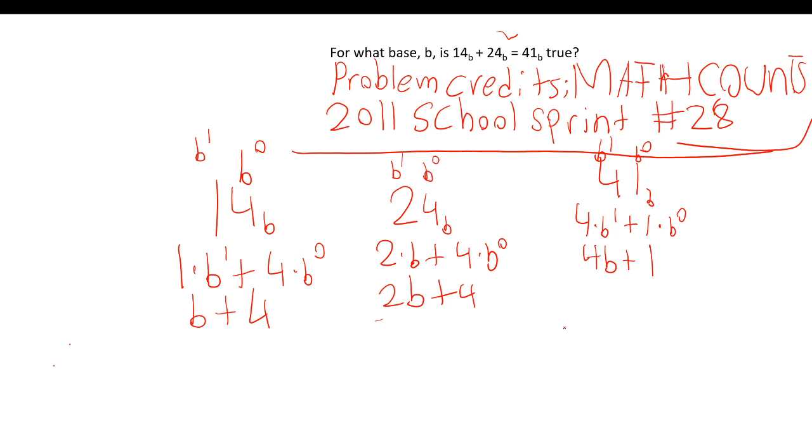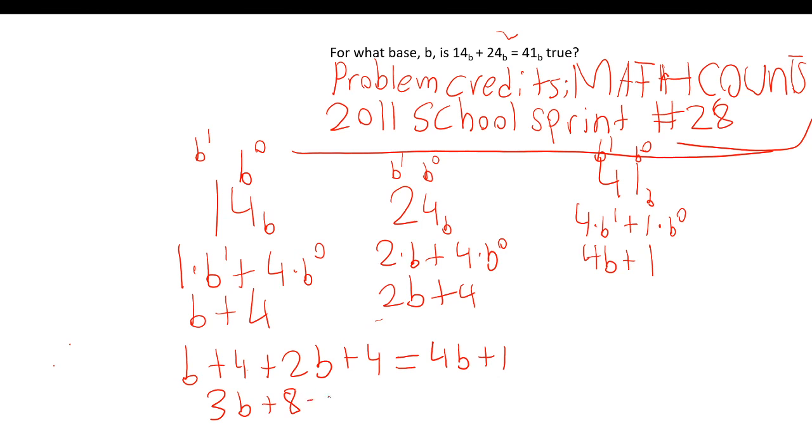And now we have an equation we can solve for b. b plus 4 plus 2b plus 4 equals 41 base b, which is just 4b plus 1. We know how to do this. b plus 2b, that's 3b. 4 plus 4 is 8. And this is equal to 4b plus 1.